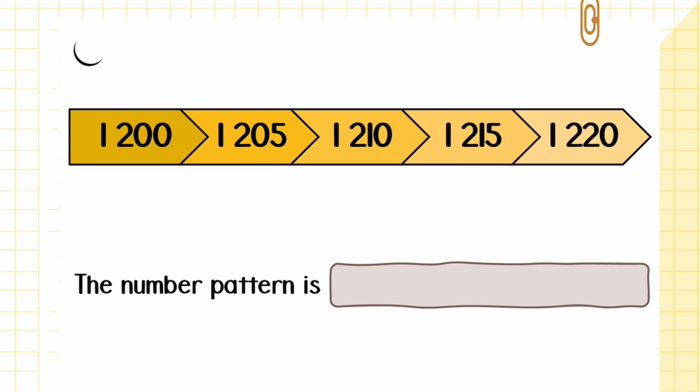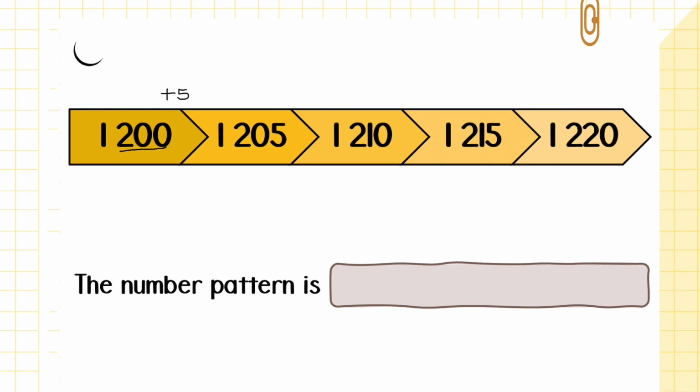Next, we need to figure out how many steps each number moves. How many steps does the number take to go up? So here, the first number is 1200. From 200, it moved to 205. So we know this number is going up. That means it's plus. Plus how many? From 200 to 205, of course, it is add by 5 because 0 plus 5 is 5.